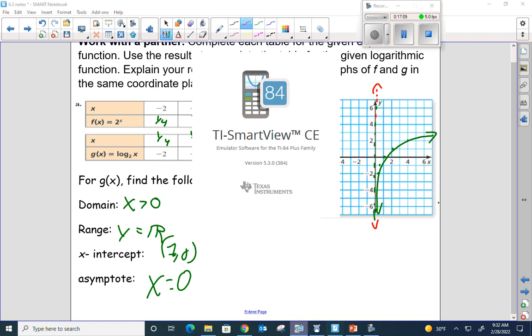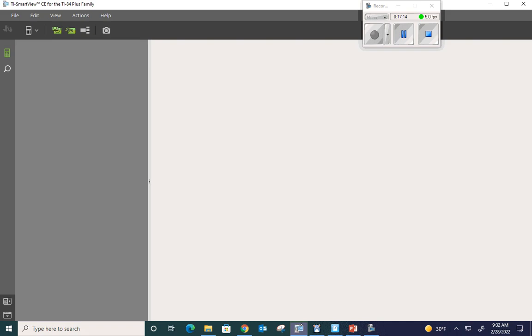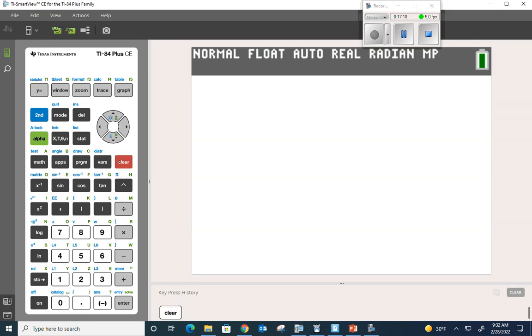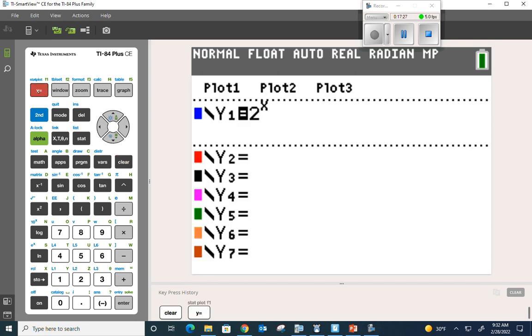Did you catch from the video the fact that there is a log button on your calculator, but there is no base written on it? Okay, log button on the calculator, right down here. There is no base. Did you catch what the base is? Excellent, very good. So if I would just put in log of x.